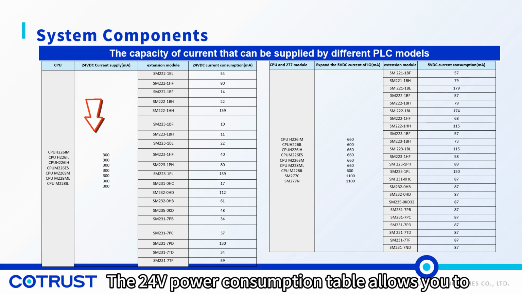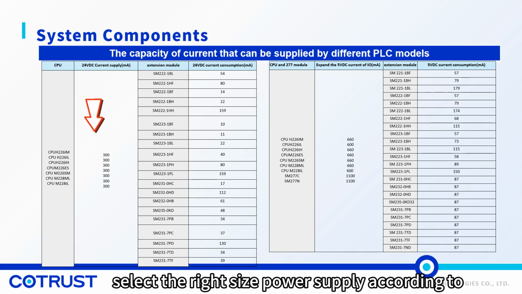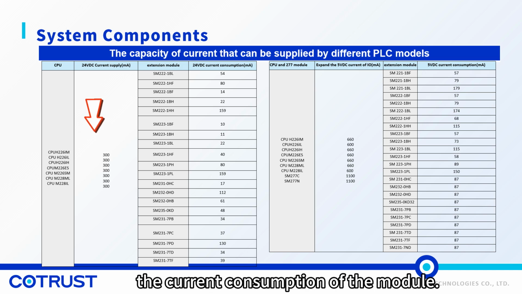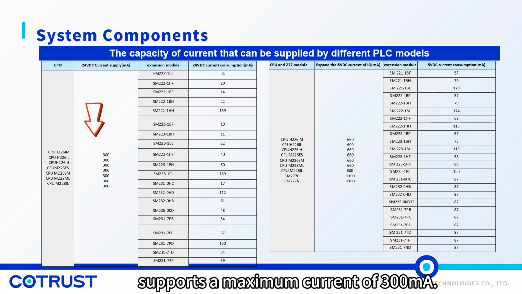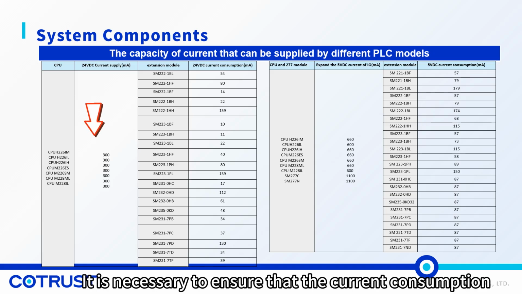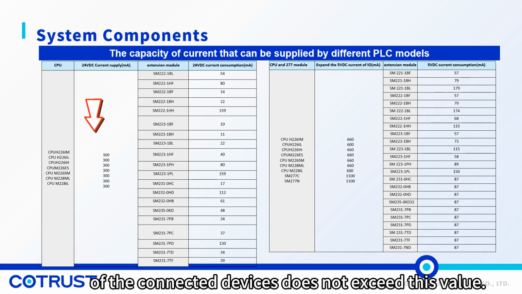The 24 volts power consumption table allows you to select the power supply according to the current consumption of the modules. The 24 volts power supply output on the PLC supports a maximum current of 300 milliamperes. It is necessary to ensure that the current consumption of the connected devices does not exceed this value.